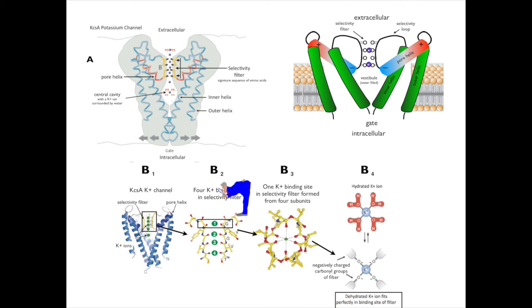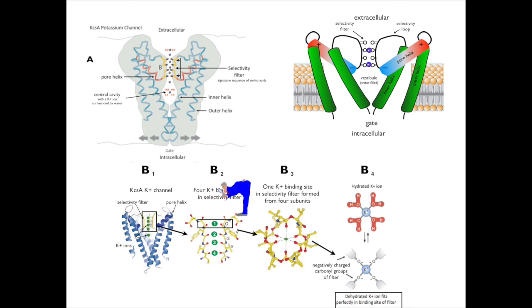To see how this all spins together, I will use a drawing of the channel shown in the top right. This is a cross-section of the channel that shows only 2 of the 4 subunits. The outer helix and inner helix are shown, as is the selectivity loop and the selectivity filter. The pore helix is part of the pore loop that is connected to both the inner and outer helices, similar to the way the pore loop connects segments S5 and S6 in other potassium channels and sodium channels.